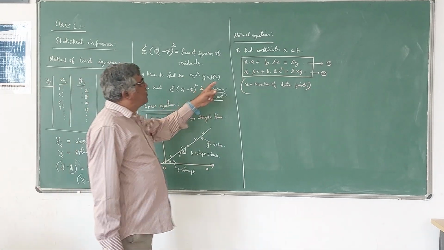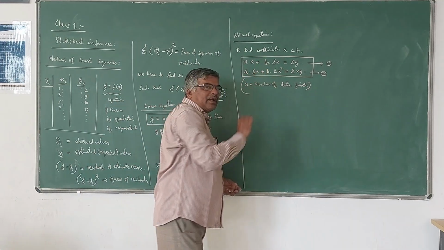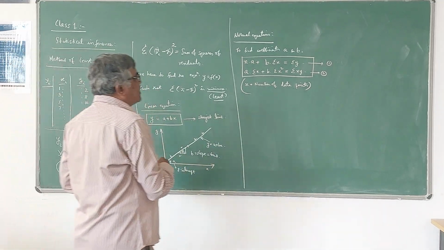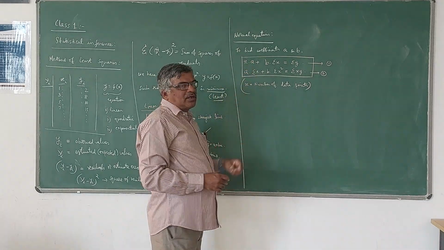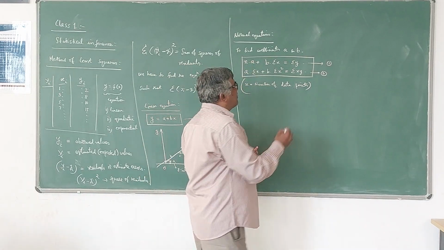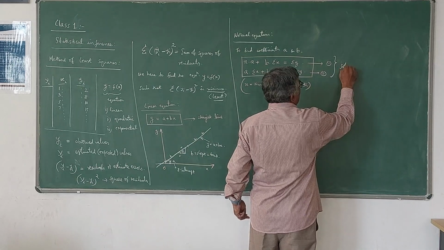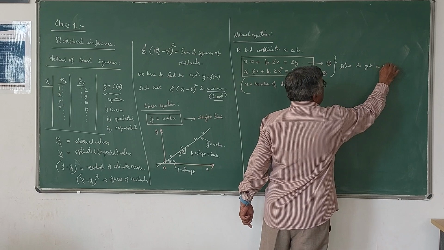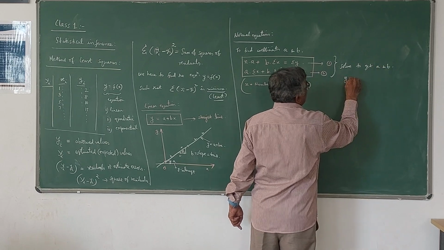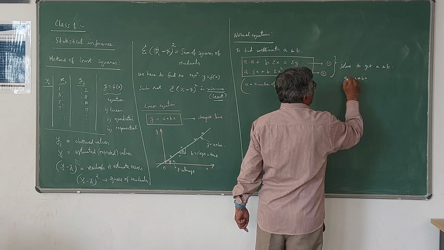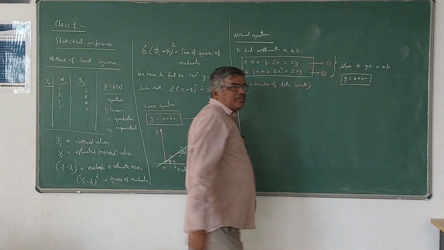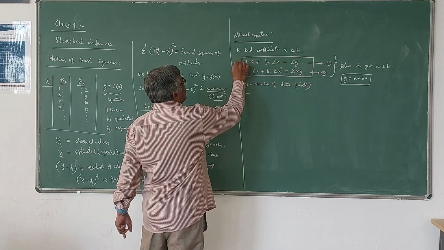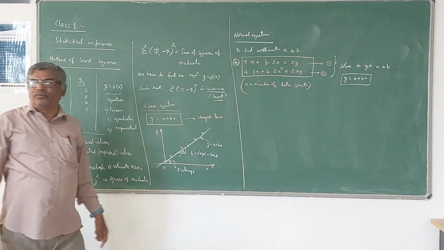So once you know these things, a and b are the only unknowns. So two equations you are going to get, simultaneous equations. If you solve these two equations, you can get the values of a and b. So we have to solve to get a and b. Once you get a and b values, this becomes the equation y is equal to a plus bx. That's all. So we have to remember these two normal equations to fit a straight line.